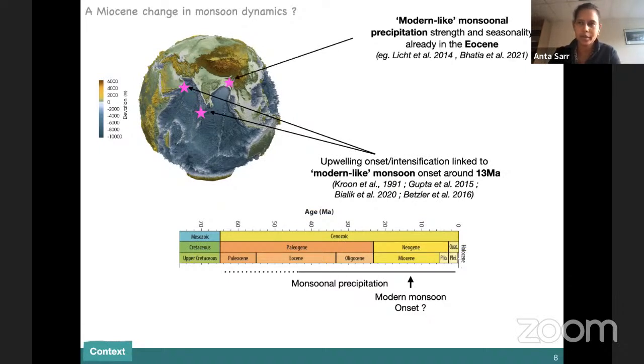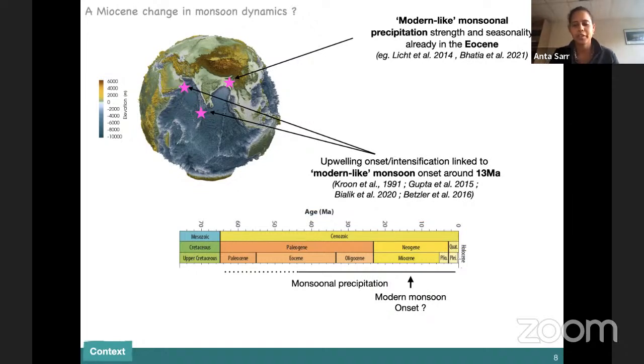All those records, in addition to records based on current, those paleoceanographic records do look in contradiction somehow with terrestrial records that this time record a rather monsoonal rainfall. And those records suggest that monsoon-like precipitation, both in terms of trend and seasonality, occurred already during the Eocene, for example, based on paleobotany analysis by Licht et al. 2014 in Myanmar, or by our colleagues from paleobotany. This is a paper, for example, from Bhatia 2021.